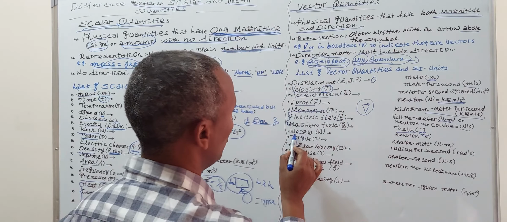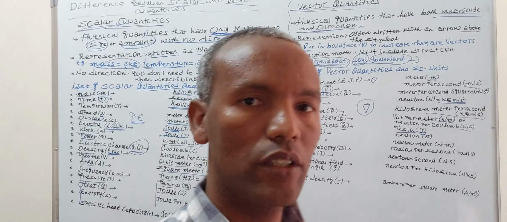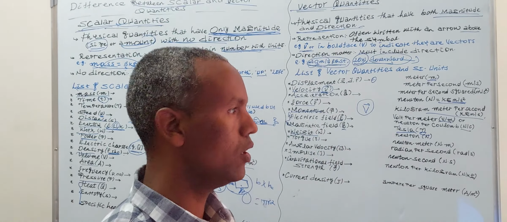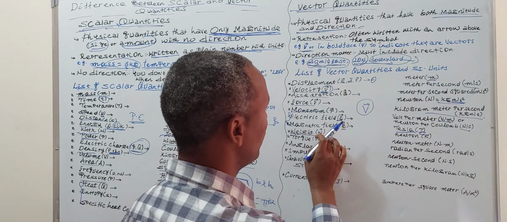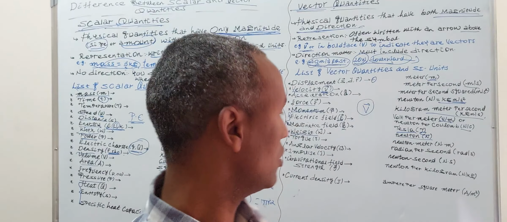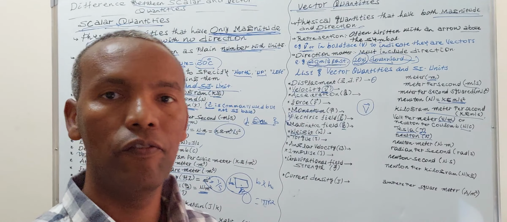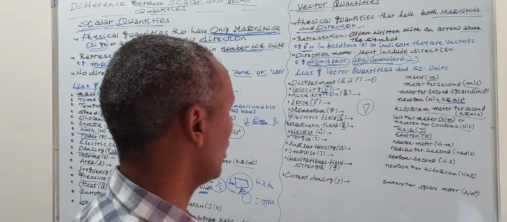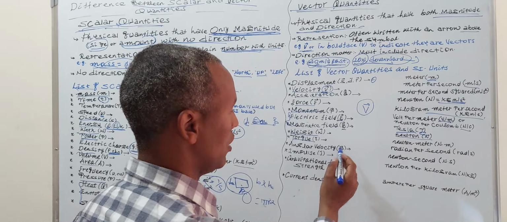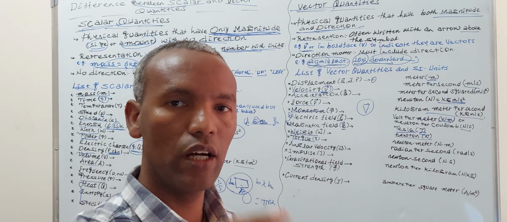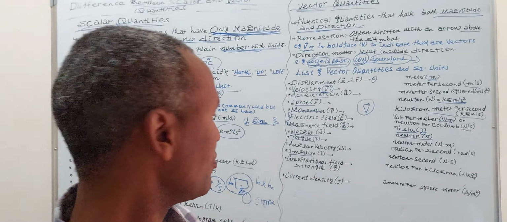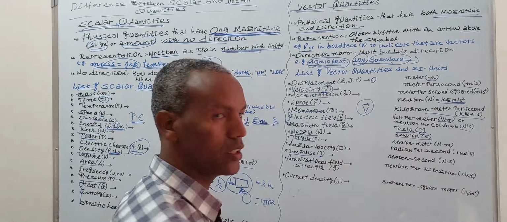The other vector quantity is weight, which we can represent using W with an arrow above the symbol, and its SI unit is Newton. So those are a list of vector physical quantities. There are a couple more, which are torque and angular velocity, which we can represent using omega with an arrow, and then impulse, which is represented by capital J.